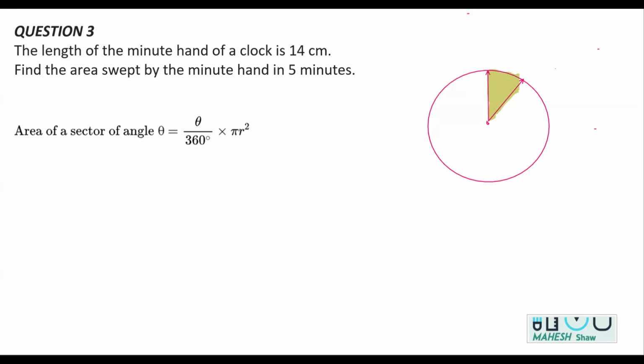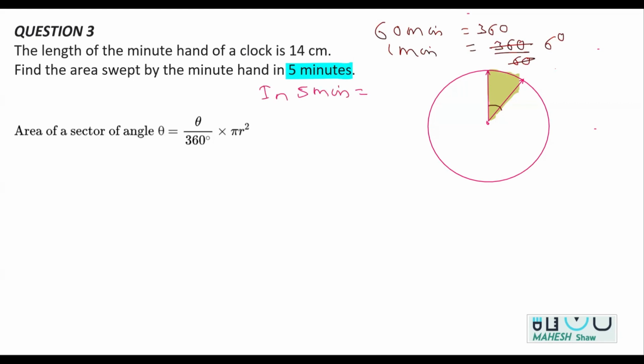Now, what should be the angle here? Let's once again decide. We know that in 60 minutes, it makes 360 degree. That means in 1 minute, it should make 360 over 60, that is 6 degree. And there are 5 minutes, so in 5 minutes, the angle made will be 6 into 5, that is 30 degree.